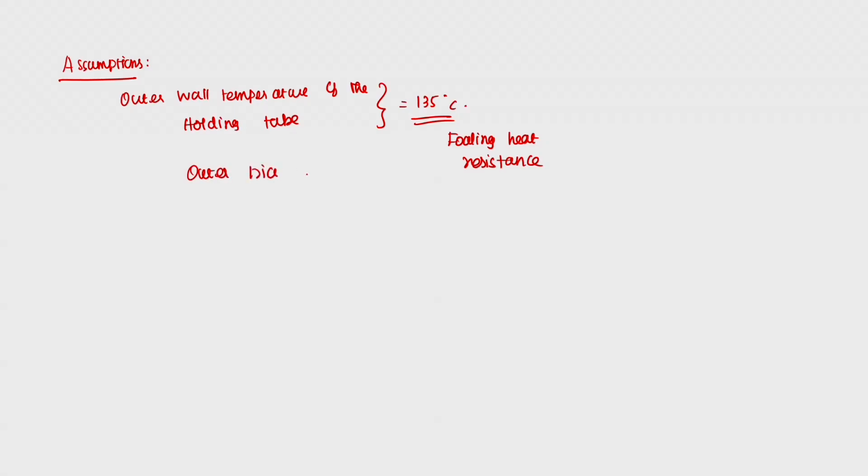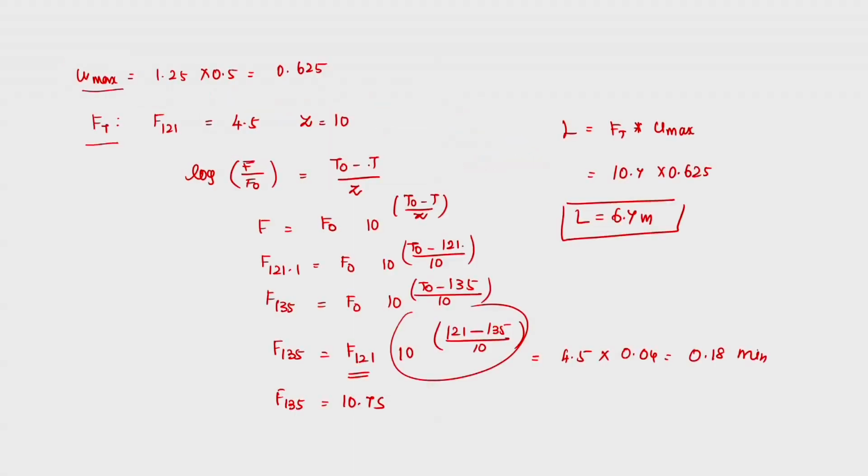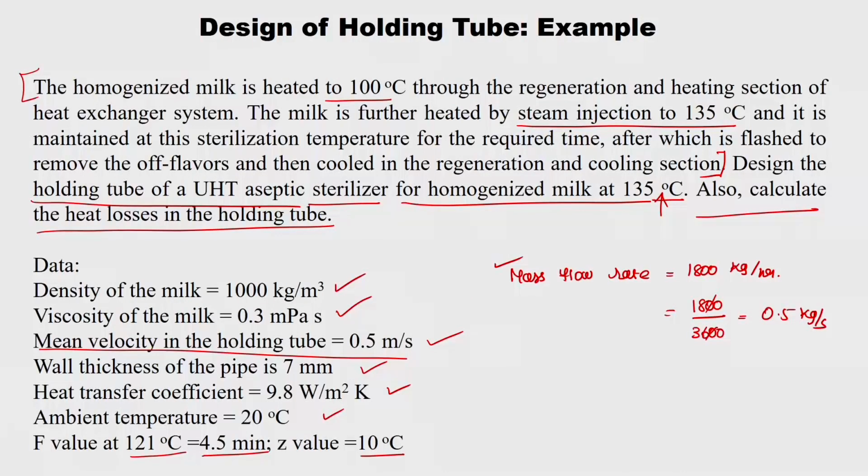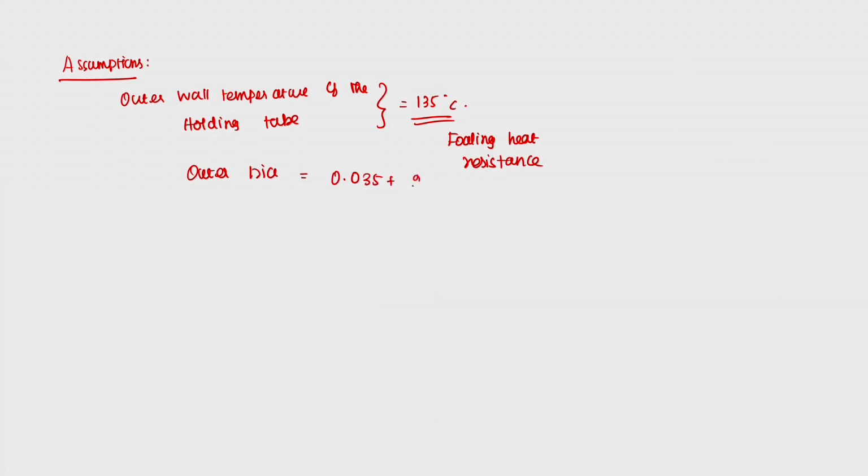I am given the thickness. So, I calculated the outer diameter. What is the inner dia? Yeah, 0.035 plus 2 into 7 into 10 to the power of minus 3. So, it comes around 0.05 meter.